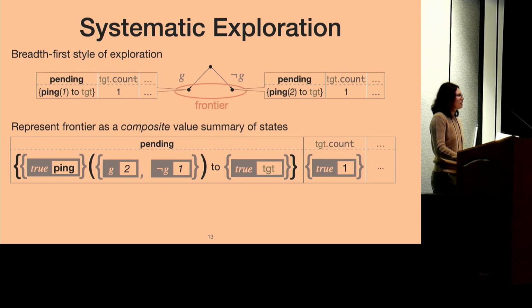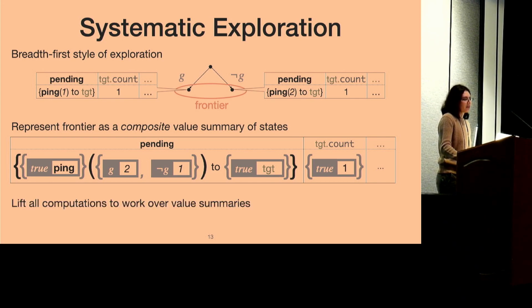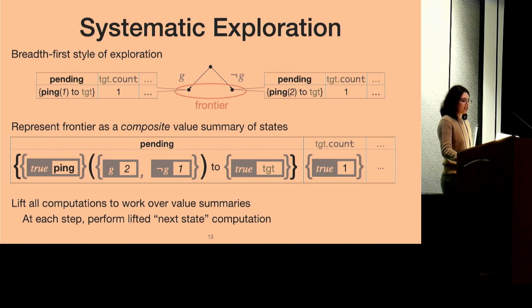So now how do we compute the next frontier? Well, what we'll do is lift all of the computations that we normally do in order to advance a single state along a transition to work over value summaries of states instead of just states. And our frontier is a composite value summary of states. So to get the next frontier, we just apply this lifted next state computation to the frontier.